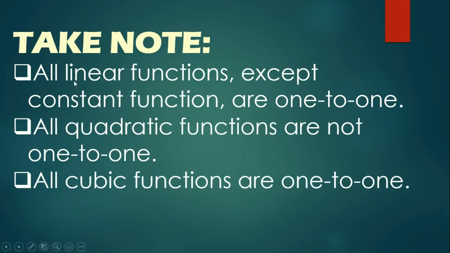So kapag nakita mo na ang exponent ng ating function, ang degree niya ay 1, ang exponent ng variable ay 1, it is immediately a 1 to 1 function. Pag nakita mo na ang degree ng ating function, ang pinakamalaking exponent ni variable x ay 2, hindi siya 1 to 1. At kapag ang exponent ni variable x ay 3, cubic siya, ibig sabihin 1 to 1 siya.